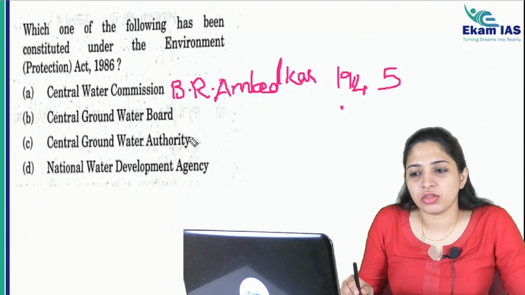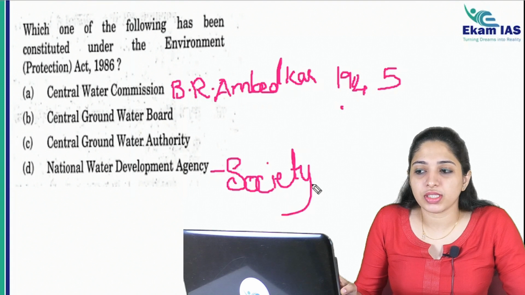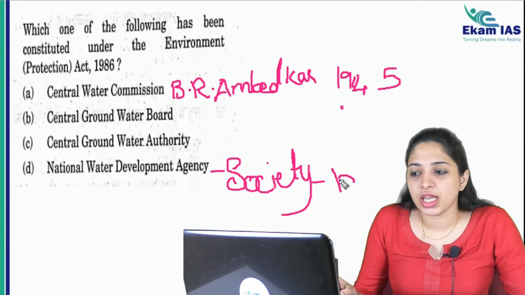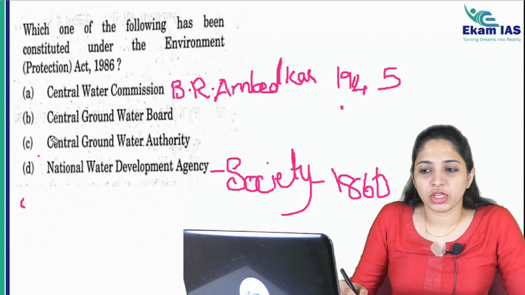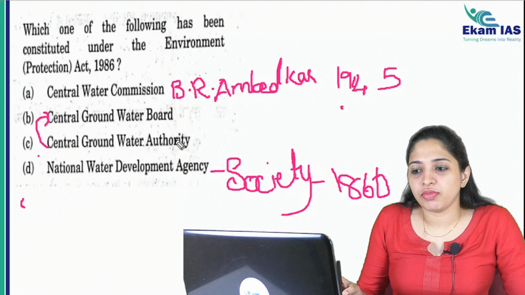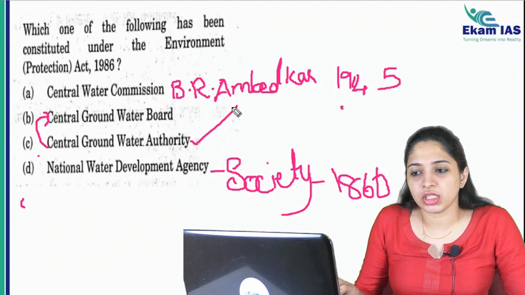And Central Groundwater Board, Central Groundwater Authority and National Water Development Agency. This has been formed under the Societies Registration Act 1860. We are left with two options, Central Groundwater Authority and Central Groundwater Board. Central Groundwater Board is a sub-unit under Central Groundwater Authority, and we are left with only Central Groundwater Authority. Therefore, the answer is Central Groundwater Authority.